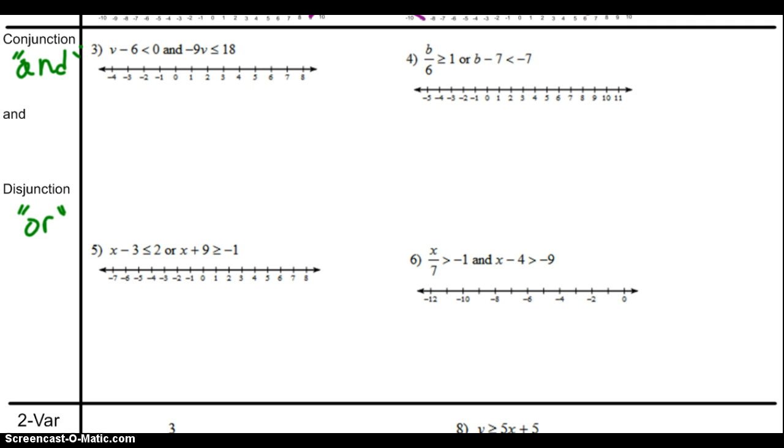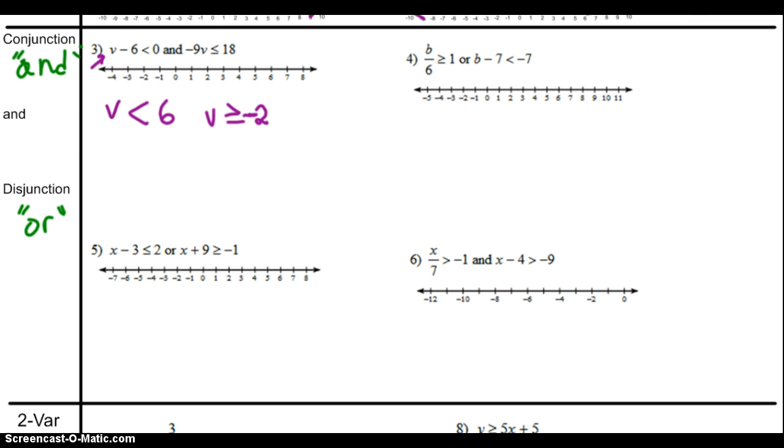Okay, it says v minus 6 is less than 0, and negative 9v is less than or equal to 18. First thing we need to do is solve both of those equations. Now, it's pretty quick that this becomes v is less than 6, and it's pretty quick that this becomes v is greater than or equal to negative 2. See how I flipped that sign because I ended up having to divide by that negative 9. And when you divide by negative, you have to flip the sign.